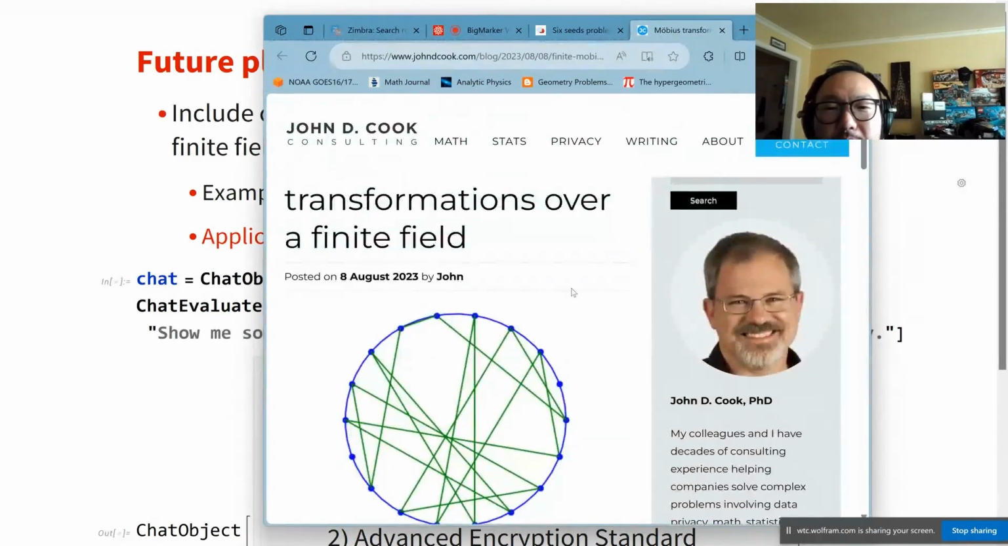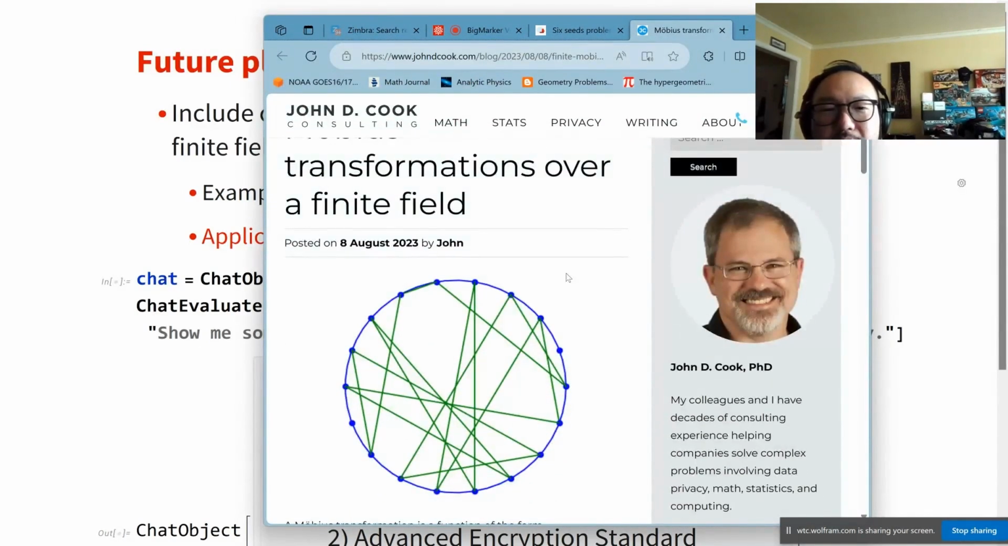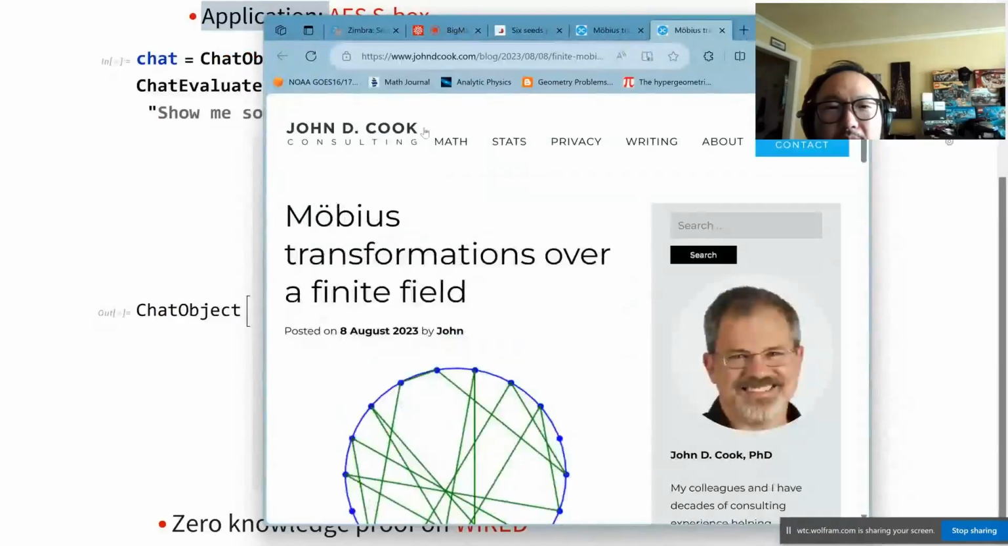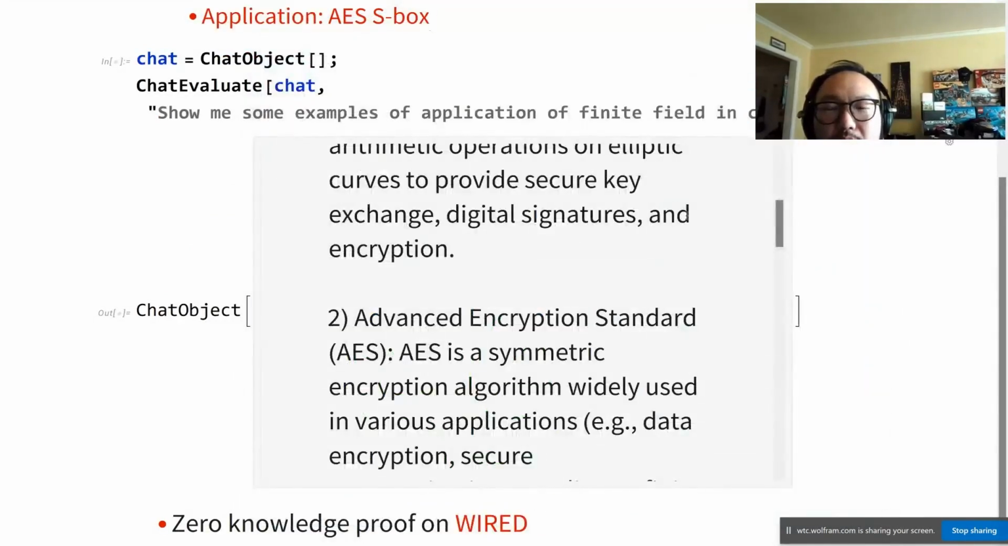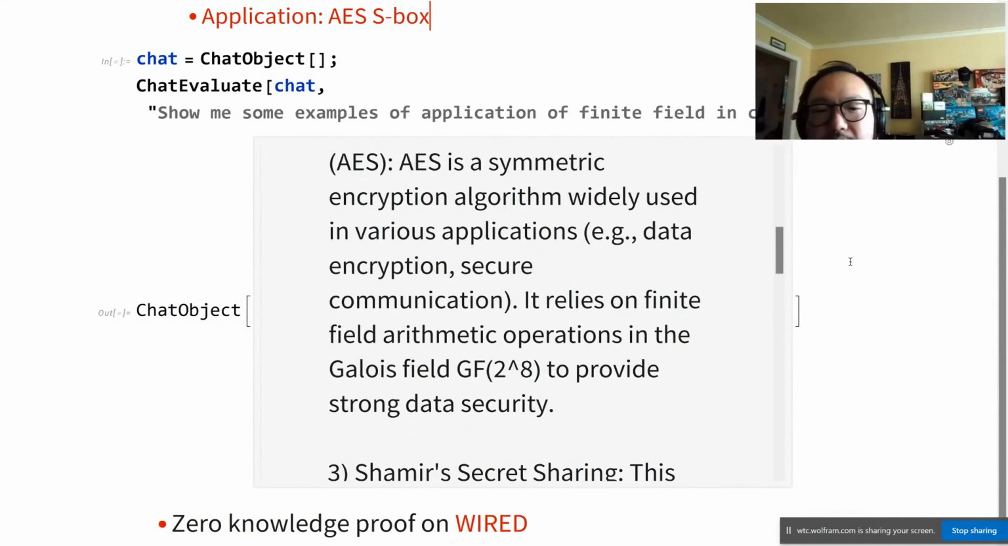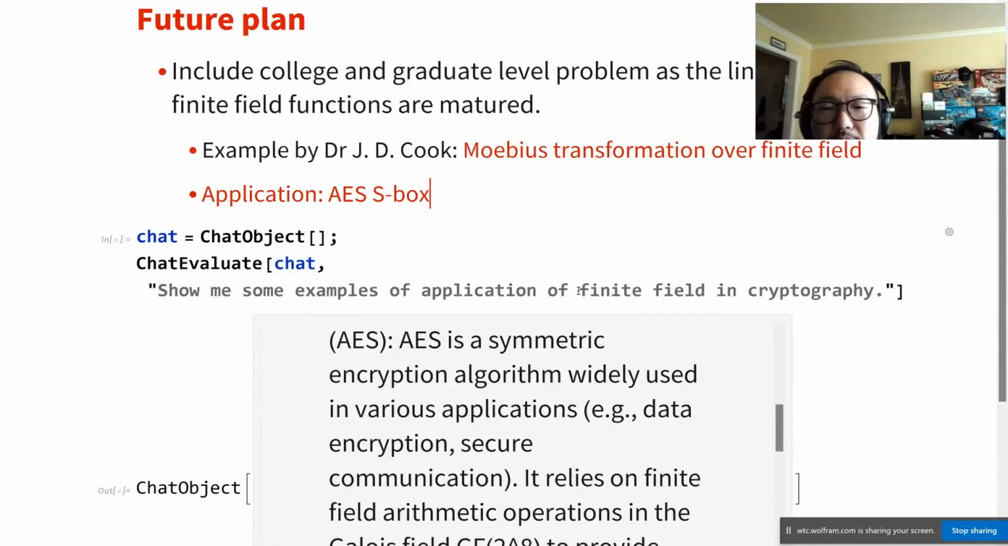And this is the web page that Dr. Cook has created. I also have a demonstration that shows you how to recreate this diagram just with the latest finite field feature in Mathematica.